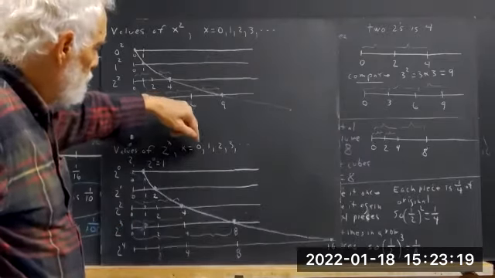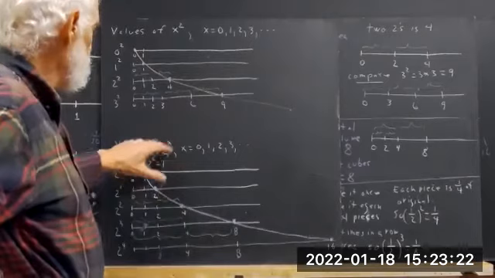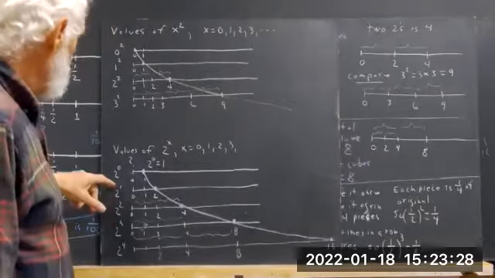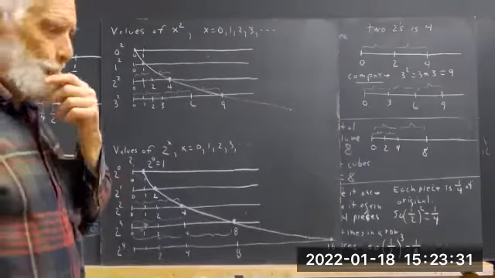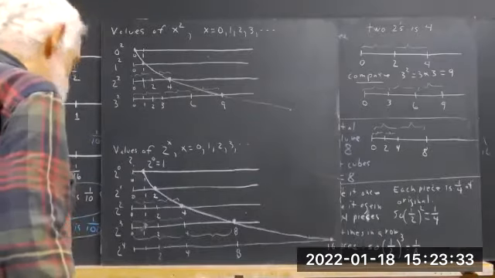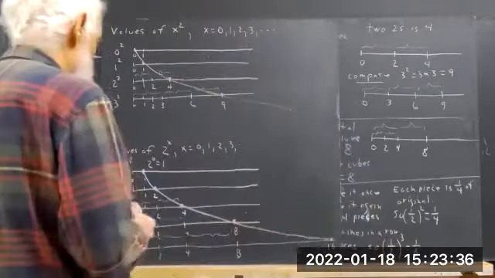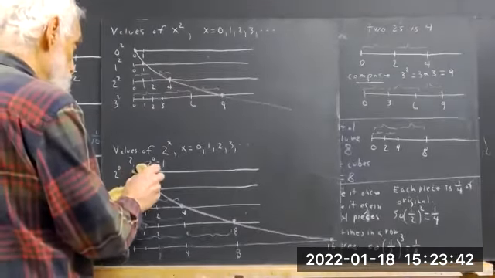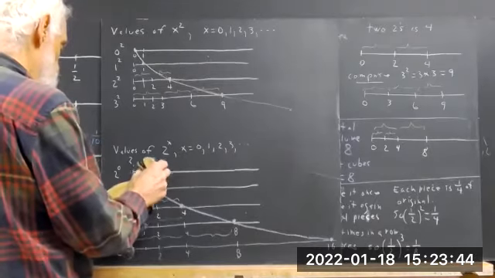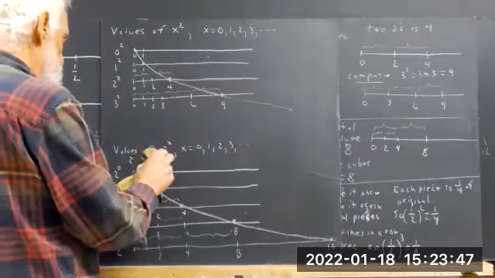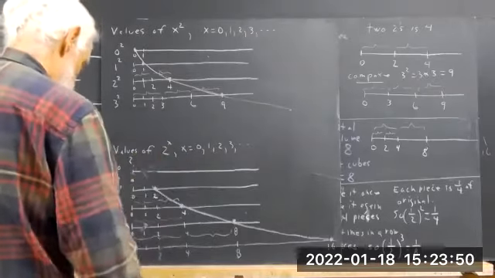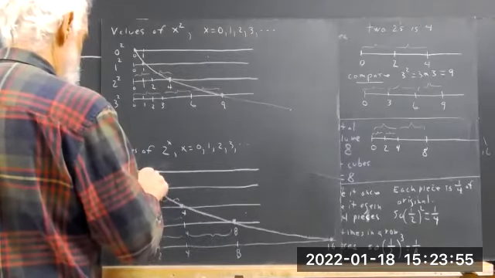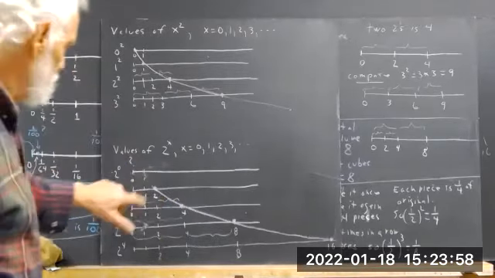Values of 2 to the x for x equals 0, 1, 2, 3. We want to contrast the values of 2 to the x with the values of x squared. Okay. Now, start with 2 to the 0. Let's kind of erase what I drew here, where I said 2 to the 0 is 1. It is. But let's pretend we don't know that yet. I'll just get rid of that, 2 to the 0 equals 1. Of course, once you've seen it, it's hard not to see it. But let's go on.